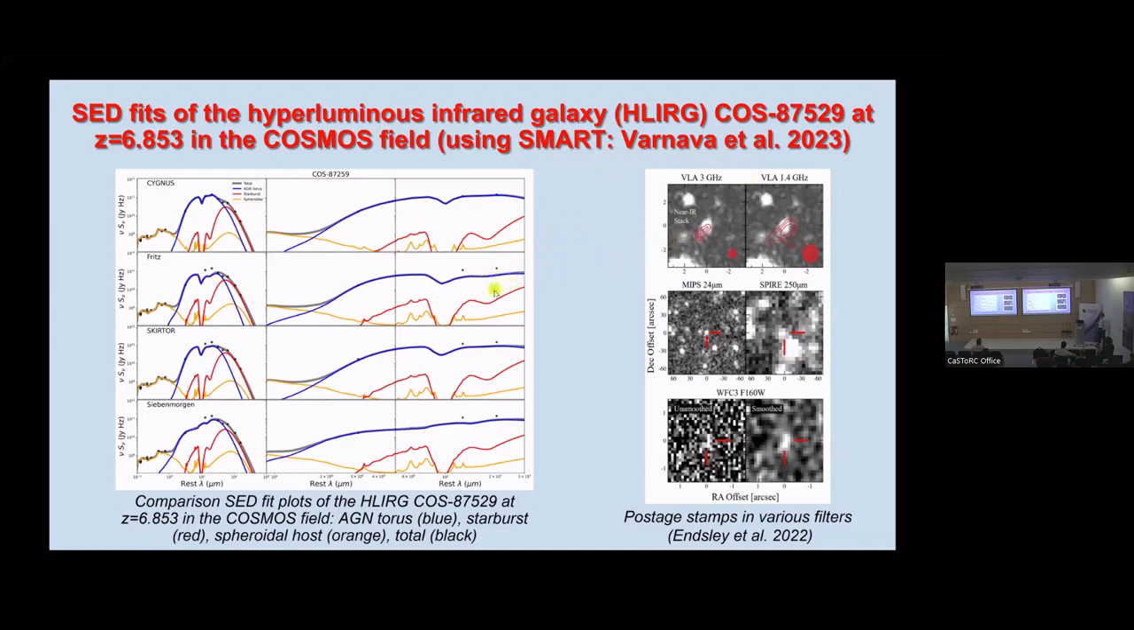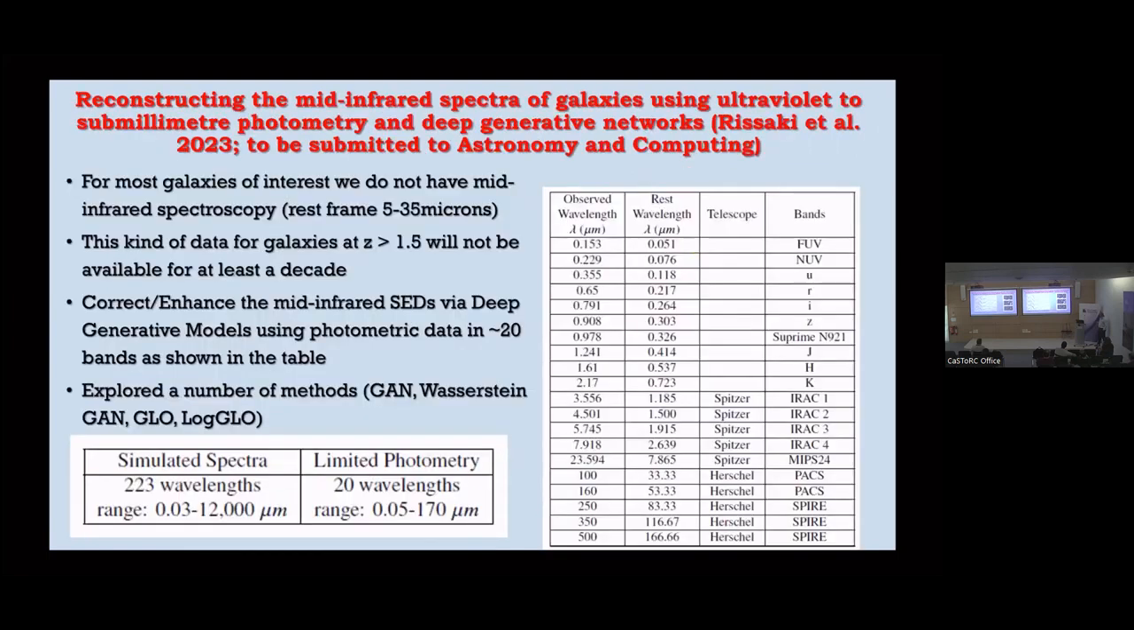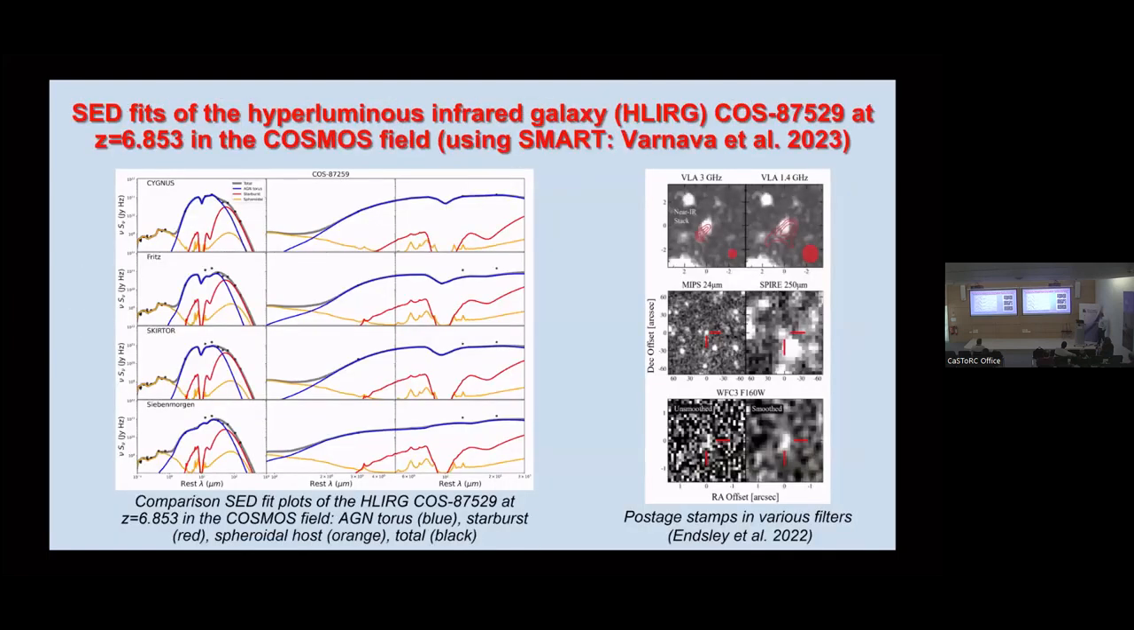have results from this code on a very interesting galaxy discovered a few years ago in the Cosmos field. This thing is at redshift 6.853. You can see how awful the images on the right are. This object is so distant. This was before James Webb.